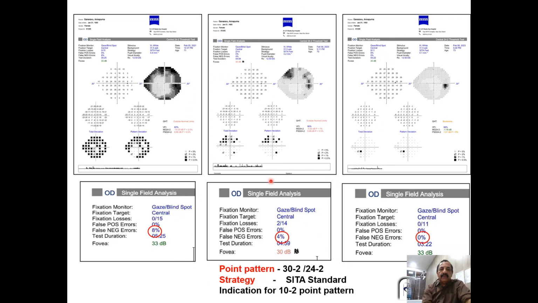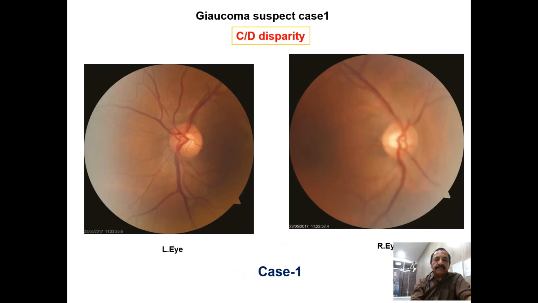This slide will tell you how important it is to identify the artifacts using the reliability indices. With false negatives at 80%, you will have a field defect like this, and with fixation losses 2/14 and false negatives 4%, you have a field like this. But when the fixation losses, false negatives and false positives become 100% perfect, the field is looking almost normal.